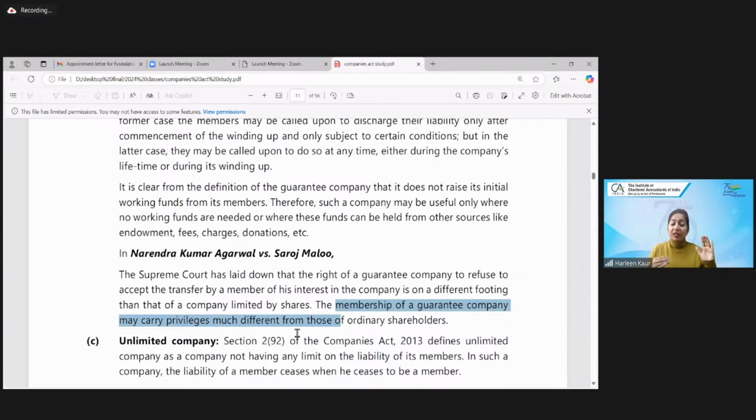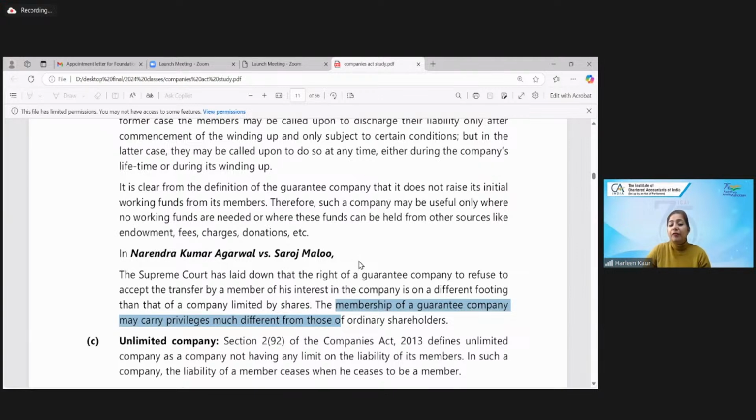Now, the privilege of the guarantee company is that whenever the company goes into winding up, first D and E will be asked to pay the unpaid amount on the shares. And still, if any liability is left, then A, B, C, who are the guarantors, will be asked to pay the amount. So this is the privilege which is given to a guarantee company, that their liability arises after the ordinary shareholders have paid off their liability, which is restricted to the unpaid amount on the shares.